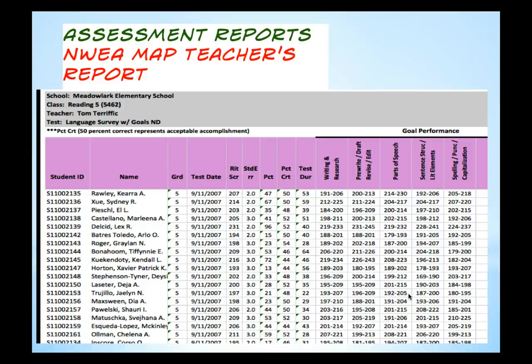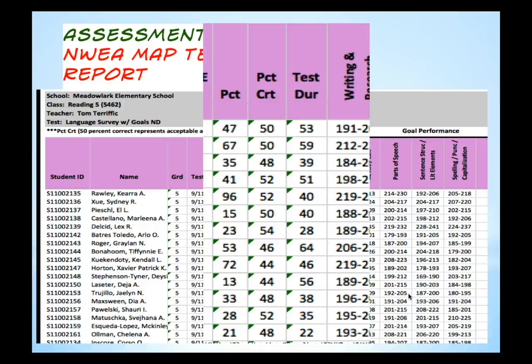Next report down on the reports list is our NWEA teachers report. This report is somewhat similar to the teacher report that's currently on NWEA's website, except there is some new information that currently was not available in standard reports. One of the pieces of information is the percent correct, which helps us understand if the student is, let's say, between 45 and 55%, that would mean that the test is probably looking like a good test.